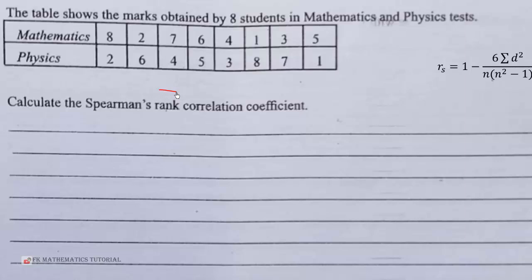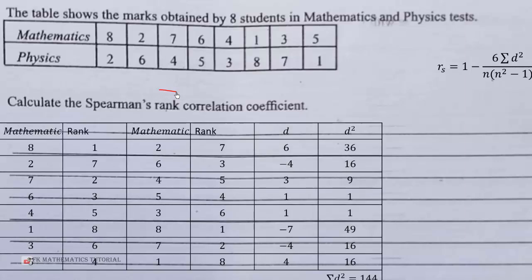So we have to form a table and compute the ranks. We rank from highest to lowest, as you can see. So this is the rank for mathematics, and then this is the rank for physics. Sorry, this is supposed to be physics. Good. Then what do we do next?